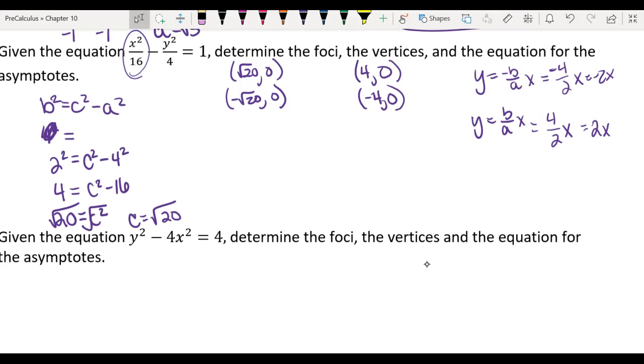So, Alex, isn't b 2, a is 4? Oh my gosh, yes. These are backwards. b is 2, a is 4. So it's negative 1/2 x and positive 1/2 x. Sorry, I had my b and my a mixed up. My b is 2, my a is 4, so it'd be 1/2 and 1/2. Correct? Okay.